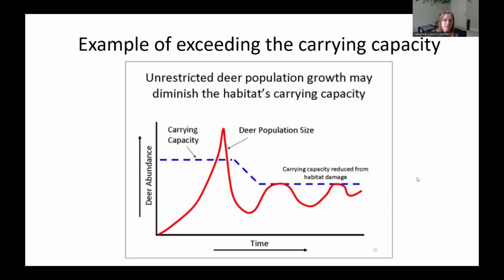So here's an example of exceeding the carrying capacity. We have deer abundance on the y-axis, we have time on the x-axis, and we have our blue line that's showing carrying capacity. Now, deer population spiked, it exceeded the carrying capacity. We had a drastic dieback, but because deer can do environmental damage, they also decrease the carrying capacity of their habitat with their excess of population. So after the dieback, your population can stabilize closer to K, but now K has been decreased and you can no longer sustain as many individuals as you could before.